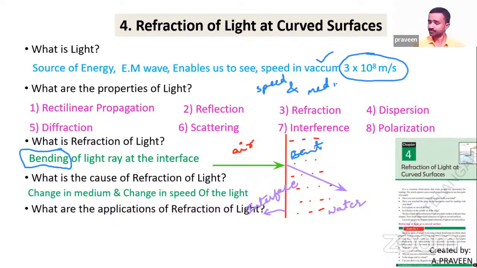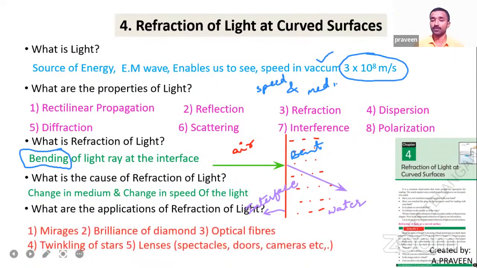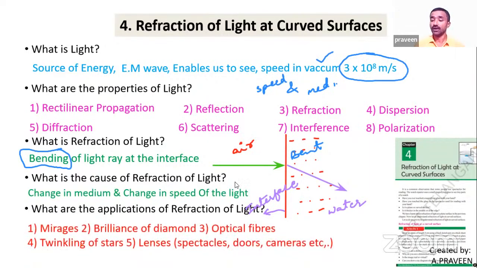The next application is the brilliance of diamond. The diamond always shines bright. That is total internal reflection, a refraction phenomenon. Then optical fibers, used in medical hospitals. Then twinkling of stars, and lenses, which we use in specs, in the door's eye spy hole, and in cameras. So these are the applications of the refraction of light.